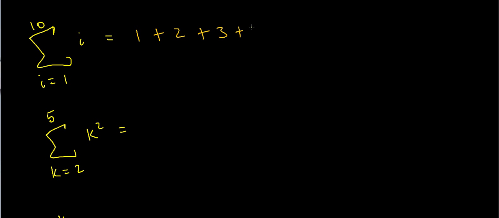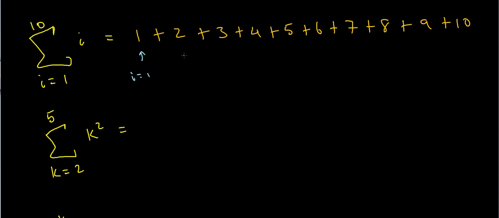So I can keep going and say 4 plus 5 plus 6 plus 7 plus 8 plus 9 plus 10. And you notice that when I do this, I'm basically just substituting in the values of i. So this would correspond to i equals 1, this would correspond to i equals 2, this would correspond to i equals 7, and this would correspond to our last term, i equals 10. So that's what this summation notation means.